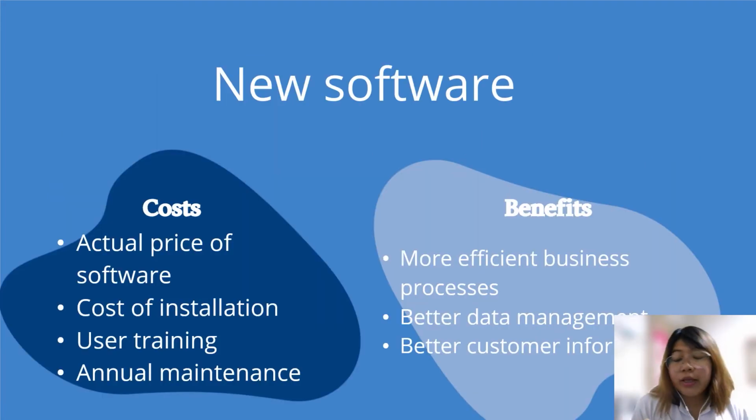For example, we have a new software. By that, we need to list down the cost expenses that we may have for this new software, and they are the actual price of software, cost of installation, user training, and annual maintenance. Despite the cost expenses, we can also list down the benefits that this software gives us. First are more efficient business processes, better data management, and better customer information.